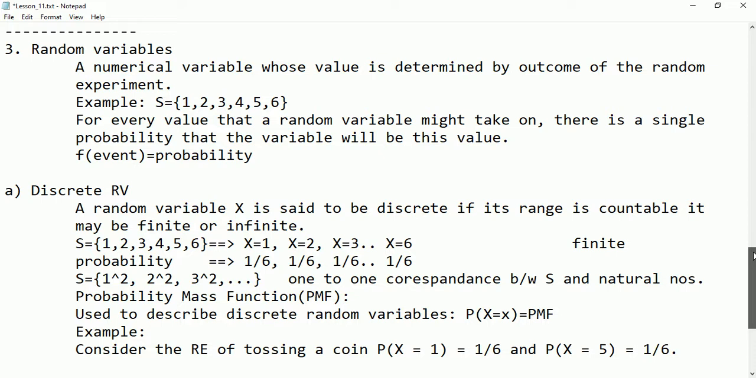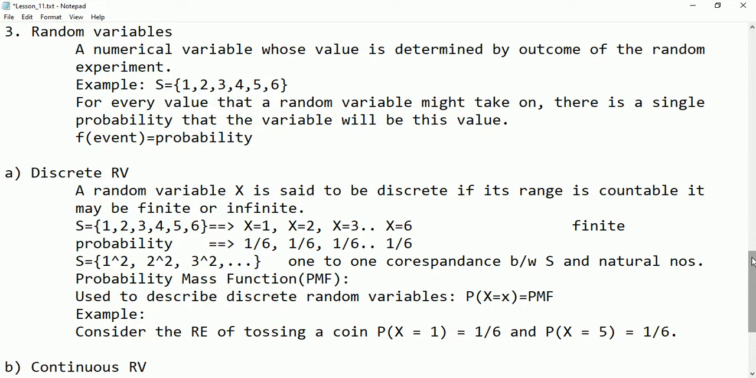Okay, let's talk about random variables. So what is a random variable? A random variable is nothing but a numerical variable whose value is determined by the outcome of a random experiment. So we have random variable and we have variable. A variable can take any value, friends, but a random variable cannot take any value. It takes only the values which are included in the domain or range. Out of the range it cannot take a value, but within the range it can take any value. So that is called a random variable.